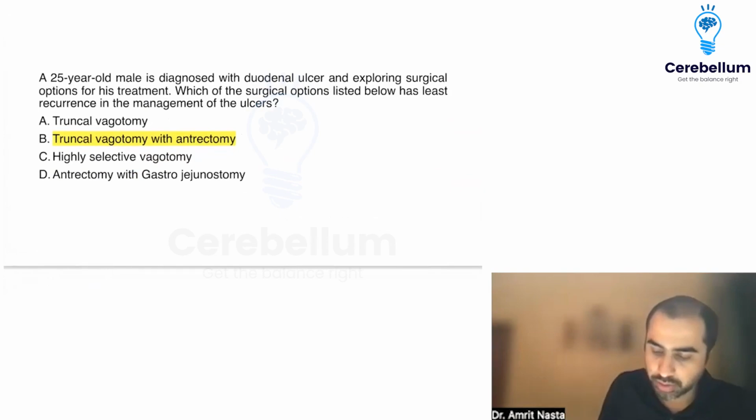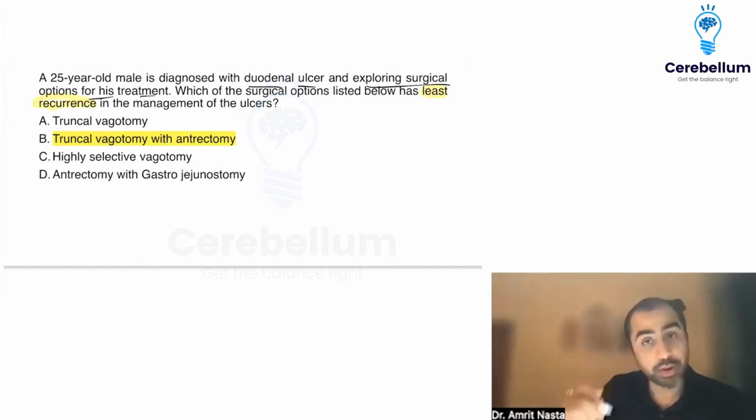Person diagnosed with duodenal ulcer, you are planning surgery for duodenal ulcer, which of the surgical options below has the least recurrence? So remember, least recurrence will be combined procedures.